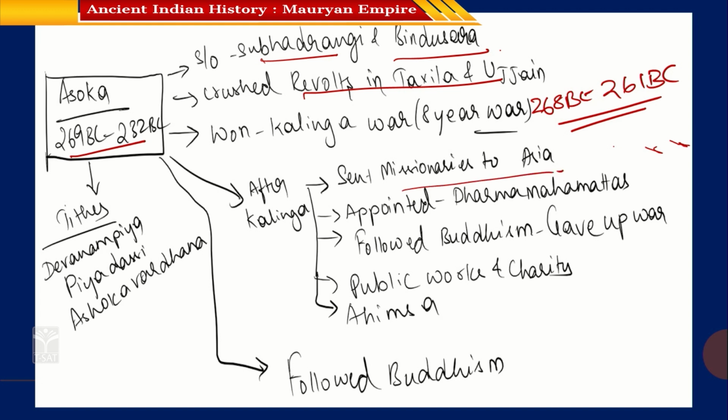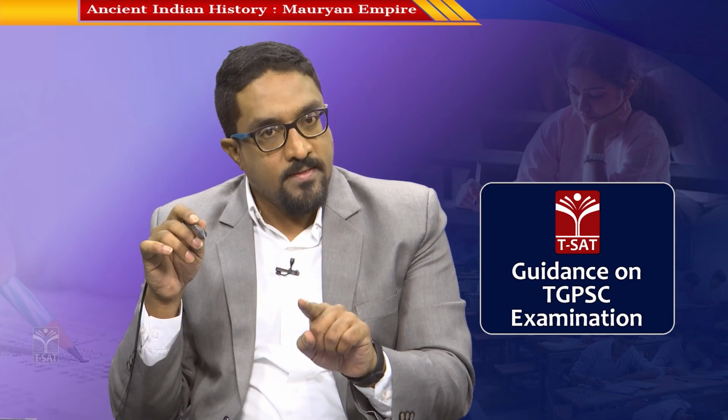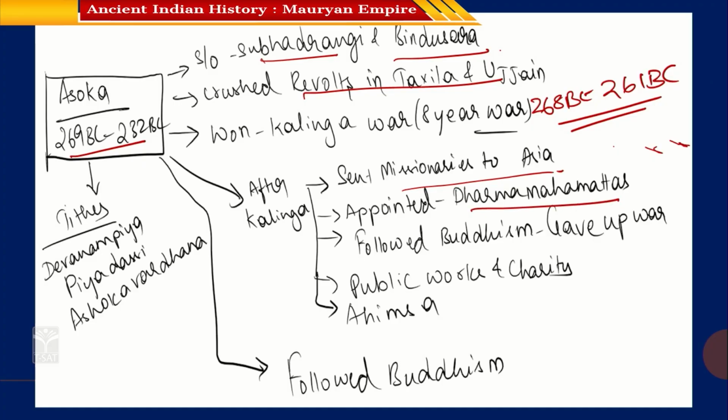Particularly, he sent his son Mahendra and daughter Sanghamitra to Sri Lanka to spread the idea of Buddhism. He appointed Dhamma Mahamatras, the officers who actually spread Dhamma. He followed Buddhism, gave up war, started public works and charity, and also followed Ahimsa.